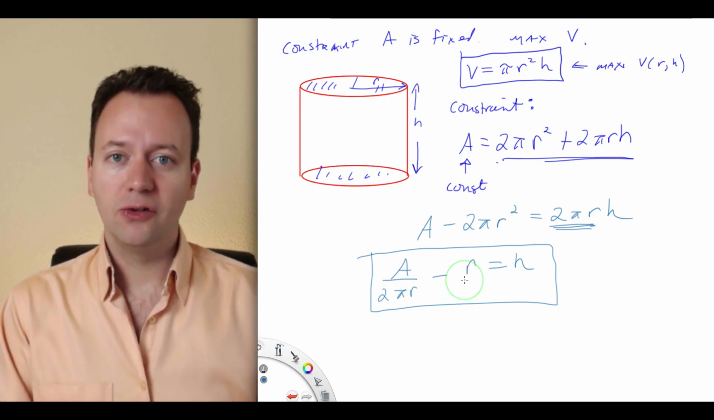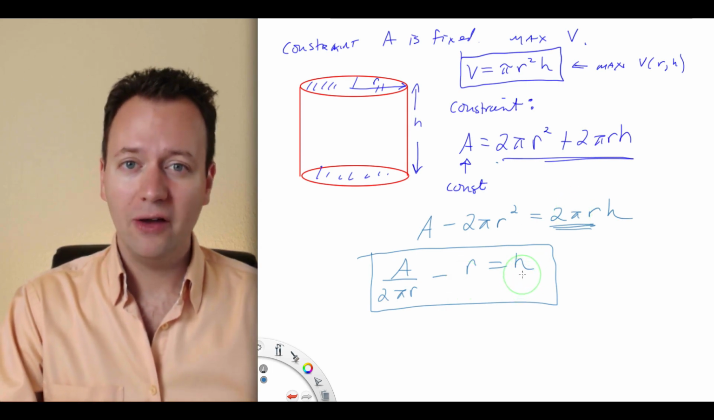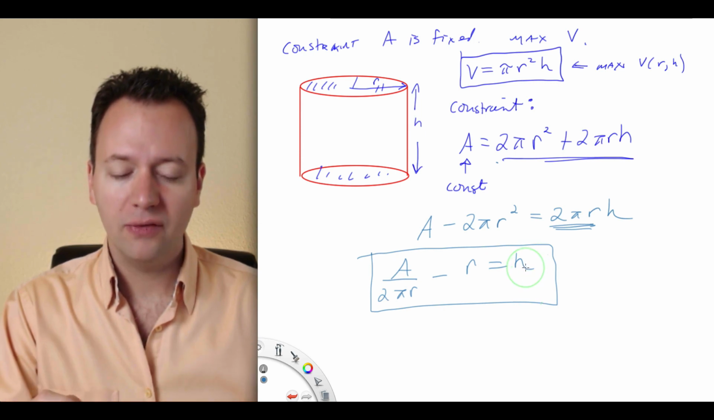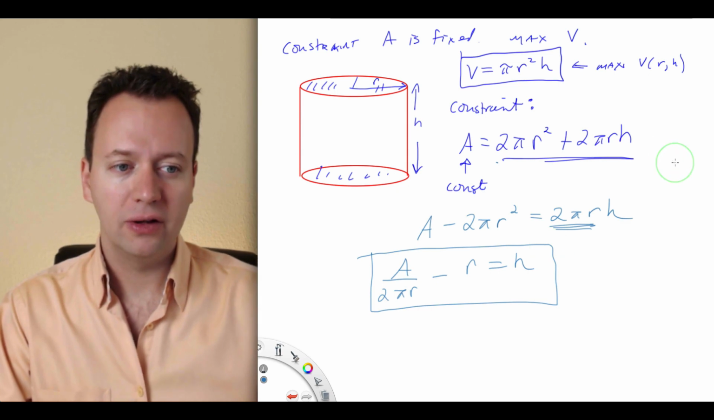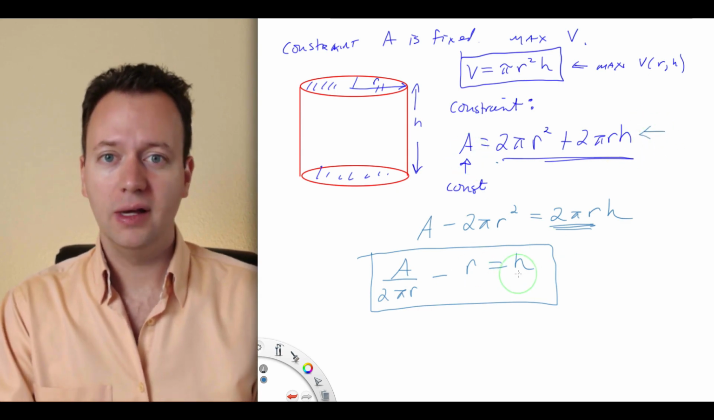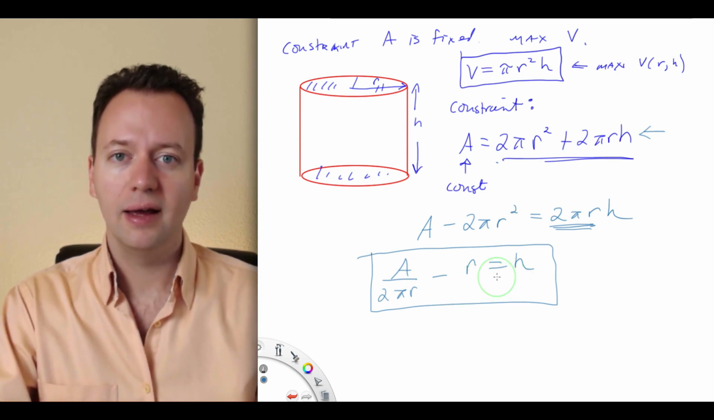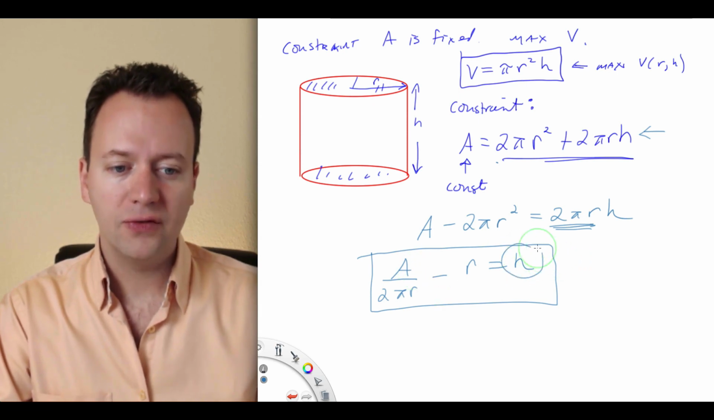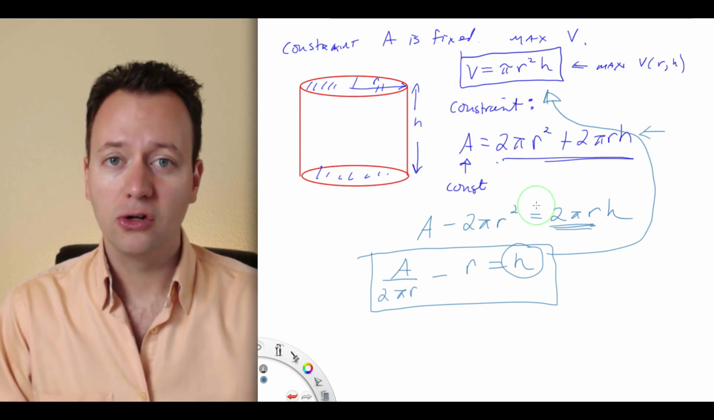Now this represents the following. Given a radius, this is the corresponding value for height that you have to have in order to satisfy the constraint that the total surface area is equal to A. So as long as you follow this, given an r, here's what the h value is, and that will satisfy the total surface area is equal to A. So the idea is we take this value of h and we insert it into our equation for volume.